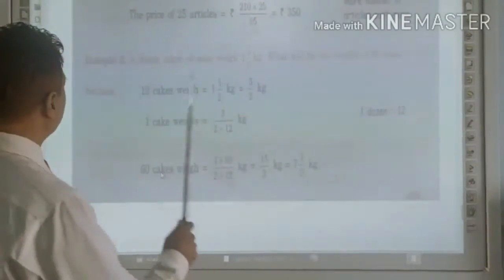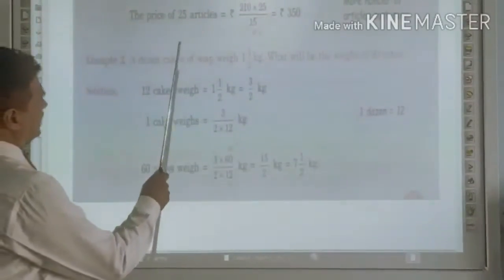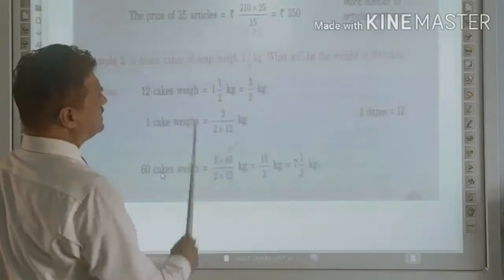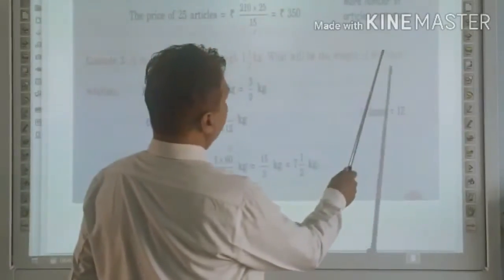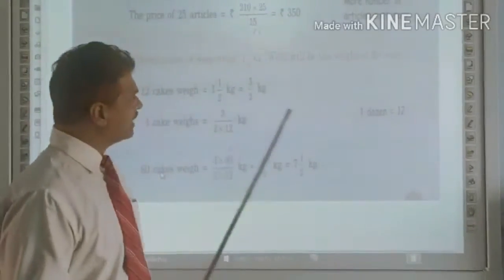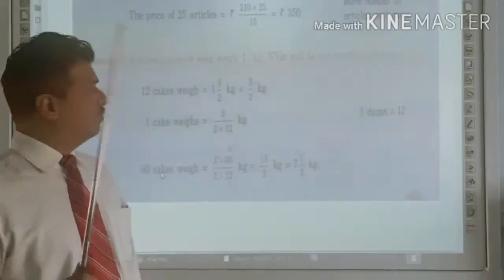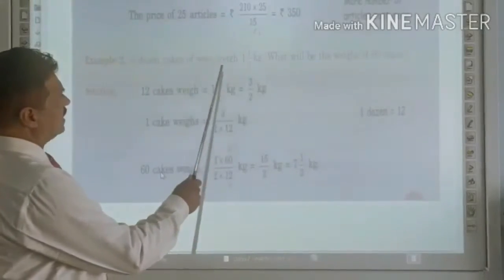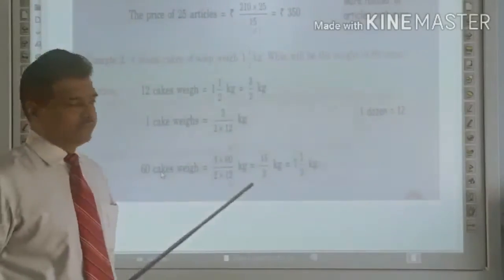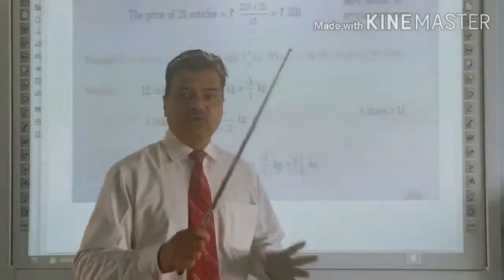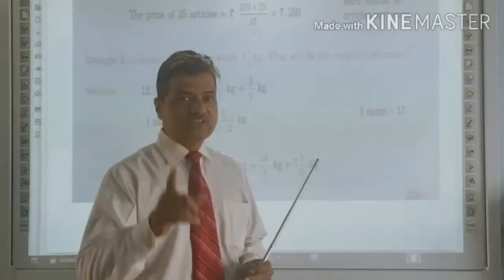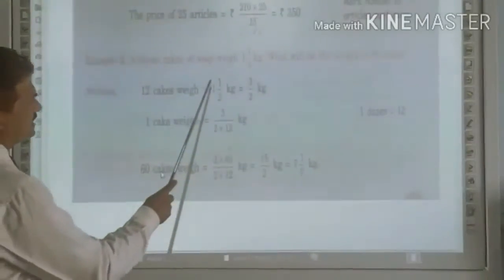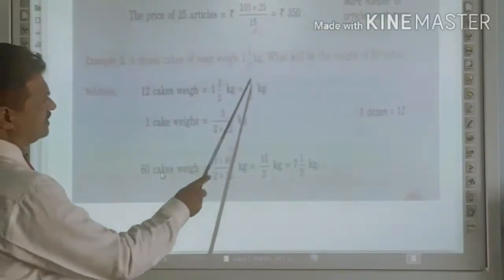Students, a dozen cakes of soap weigh 1.5 kg. What will be the weight of 60 cakes? A dozen cakes is equal to 1.5 kg. A dozen means 12 cakes, whose weight is given. First of all, we find 1 cake's weight. 12 cakes weigh 1.5 kg, that is 3 upon 2 kg.